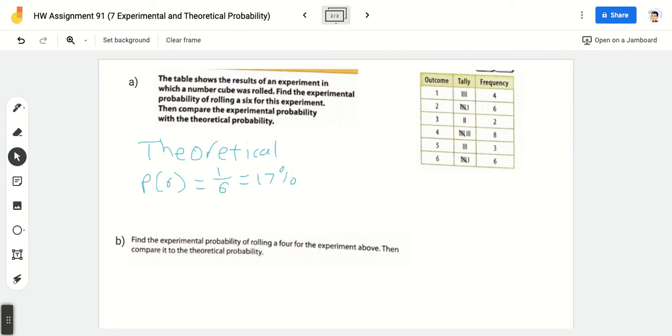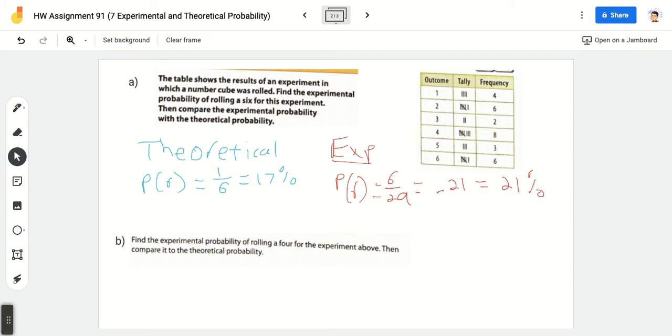But let's see experimentally, what's the probability of rolling a 6? Probability of rolling a 6 experimentally, looks like we rolled a 6 6 times out of how many times total? 4 and 6 is 10, 12, 20, 23, 29. 6 over 29, which is about 0.21 or 21%.